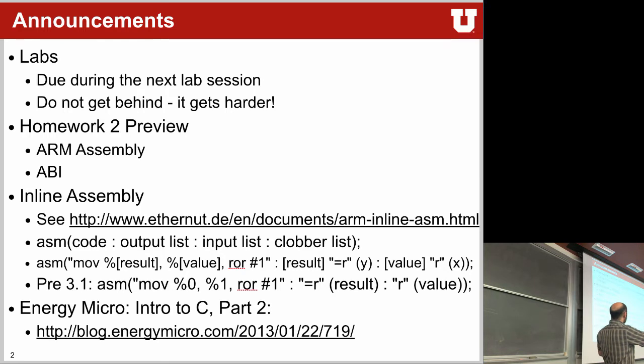This notation here is for newer GCCs. Pre-GCC 3.1, it only had the percent notation, where the percent signs, %0 and %1, actually refer to the variables you specify back here in the input and in the output list. So that sometimes can be a little bit confusing.